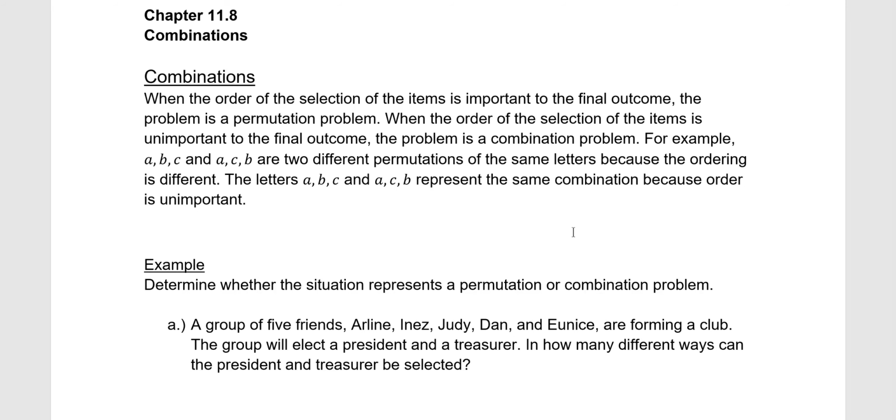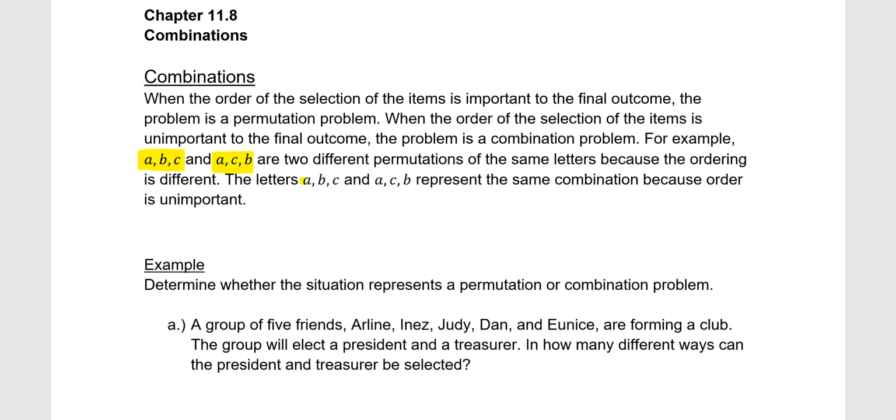In this section, we're going to be going over combinations. So thinking back to what we've previously done already, we know that for a permutation problem, the order is going to be important for the final outcome. So for permutations, order matters. For example, if we were taking a look at these two permutations, ABC and ACB, these represent two different permutations of the same letters because the ordering is different.